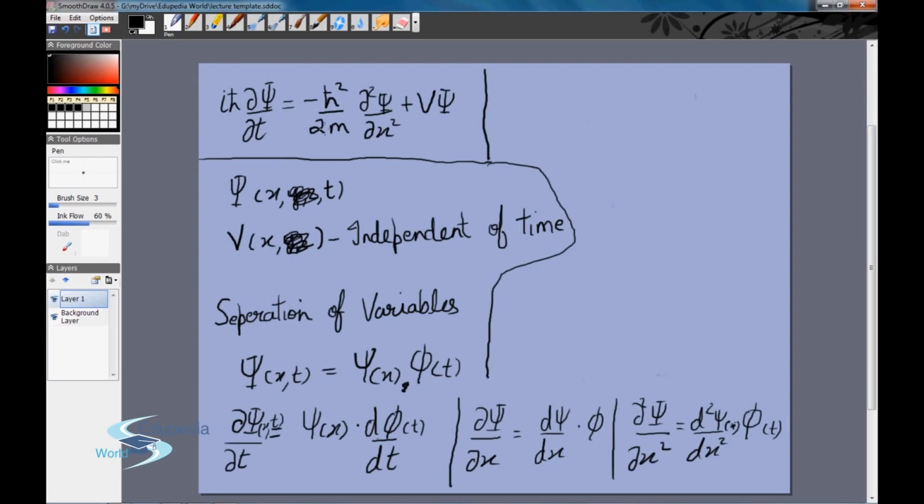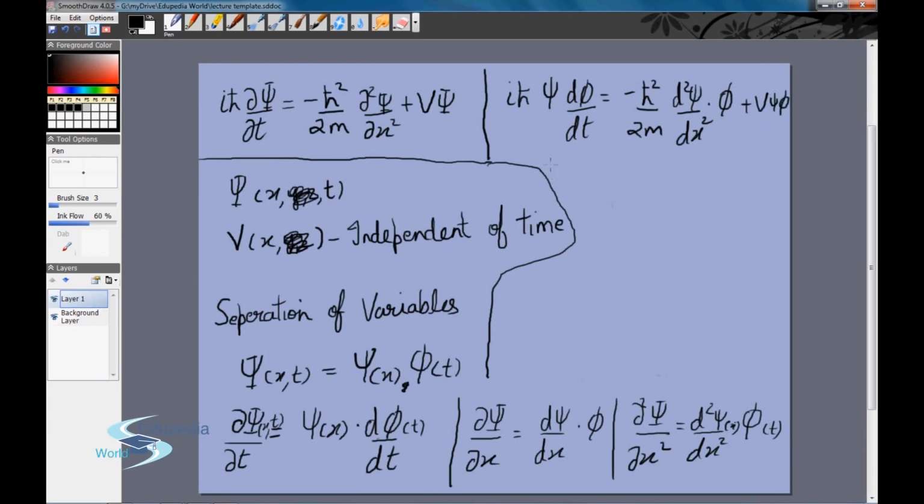So the first term we get is iota h del psi by del t, which is psi into d phi by dt. This is equal to minus h square by 2m del squared psi by del x squared, which is d2 psi by dx squared into phi, and then plus v times psi. Now what is psi? Small psi multiplied by phi.